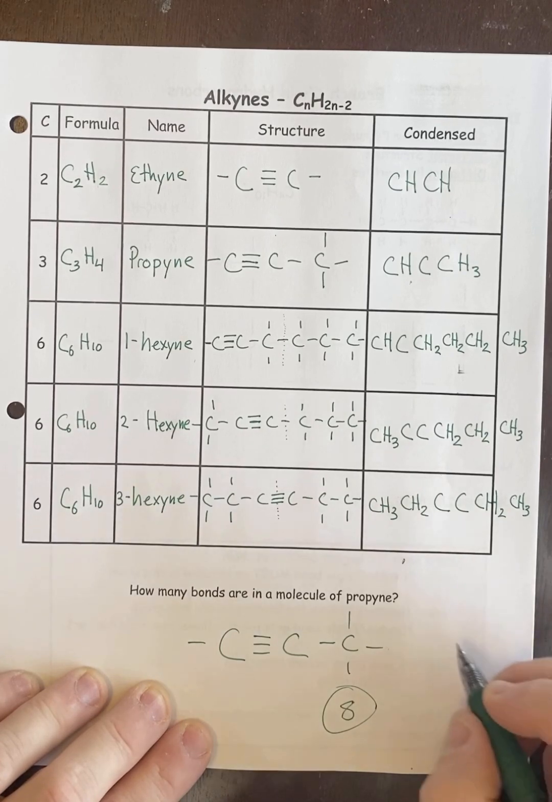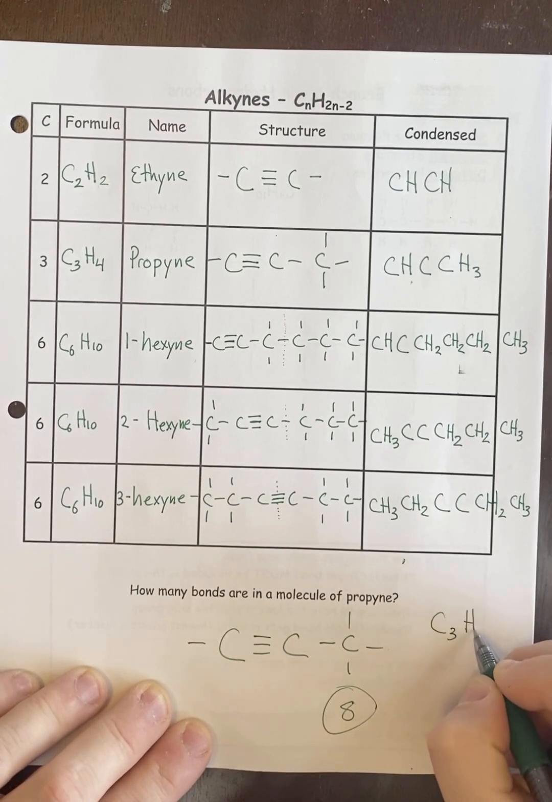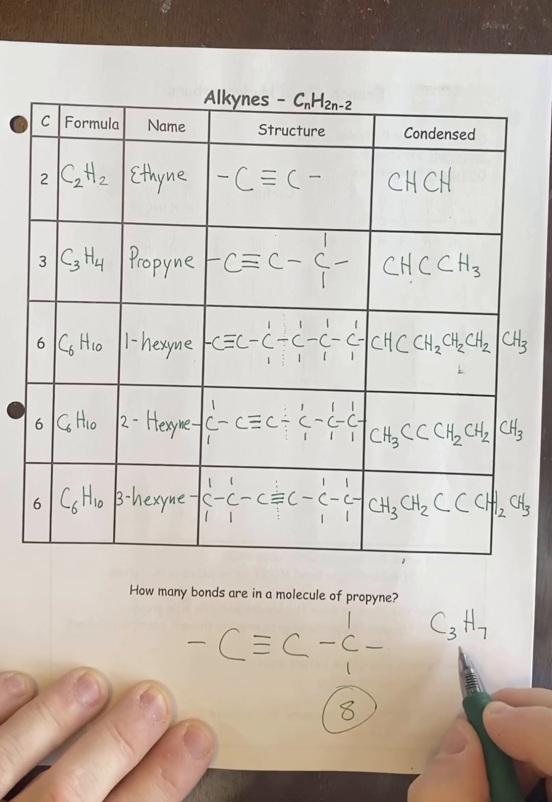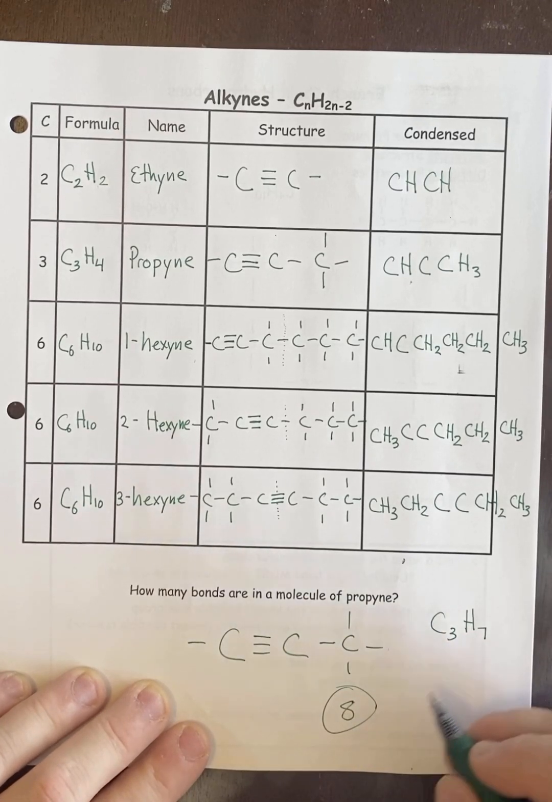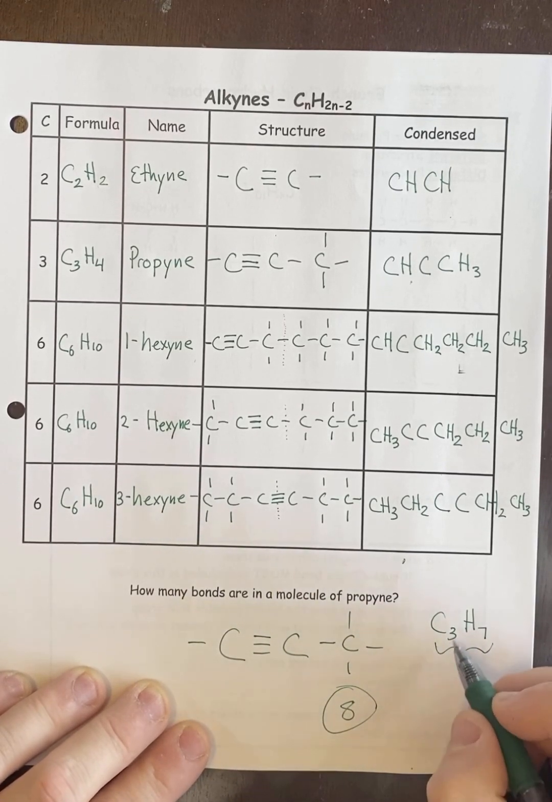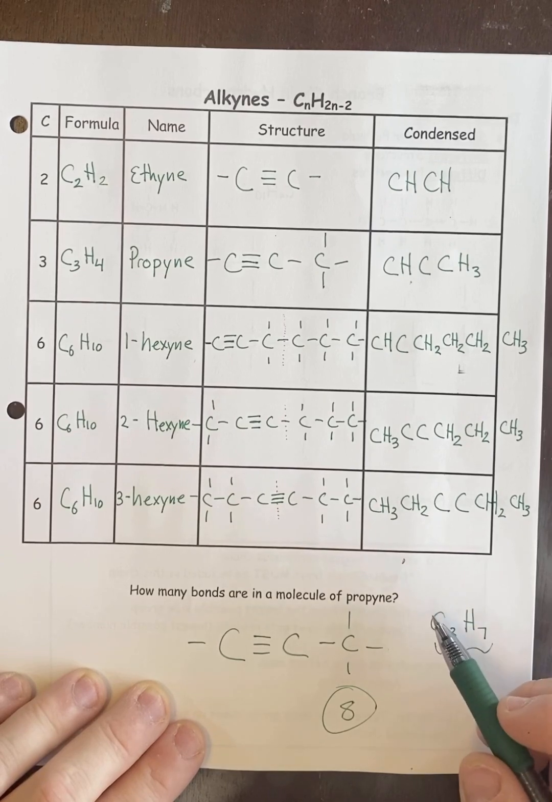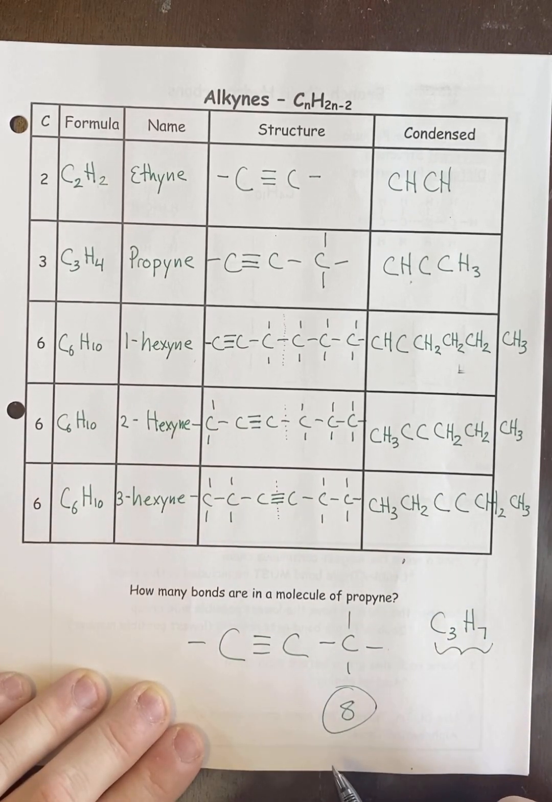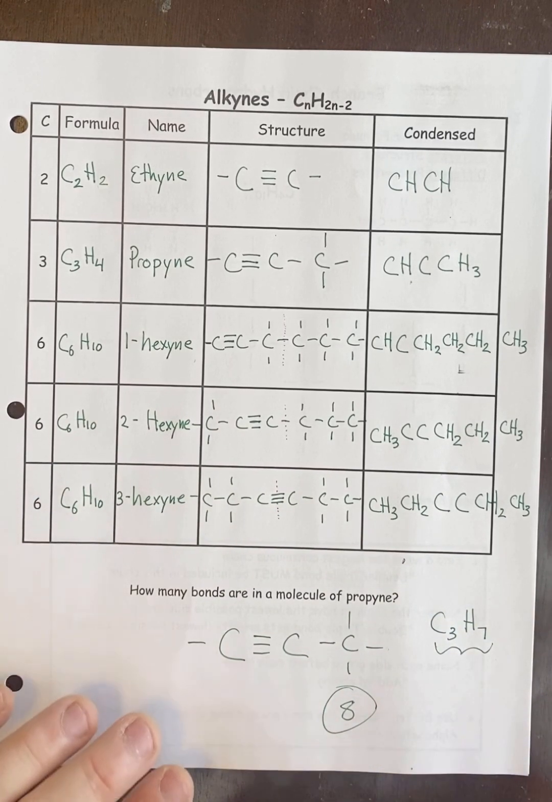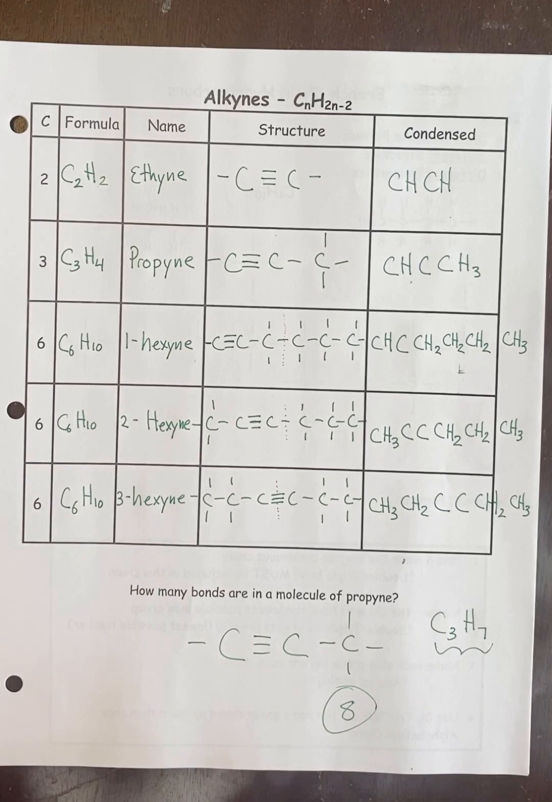The formula would be C3H4. If you were to just add up 3 and 4, you'd get 7, which wouldn't work. If you try to say prop is 3 carbons, so there must be 3 bonds, that's a common mistake you'll see a lot. The best way to do it is to just draw it out and then count the number of bonds. And that's everything for alkynes.